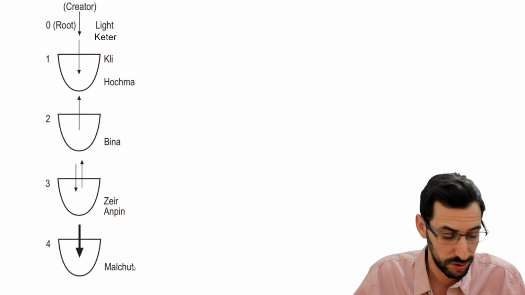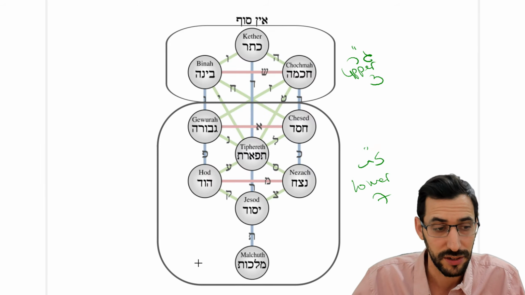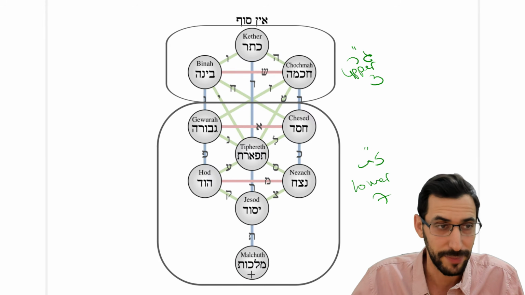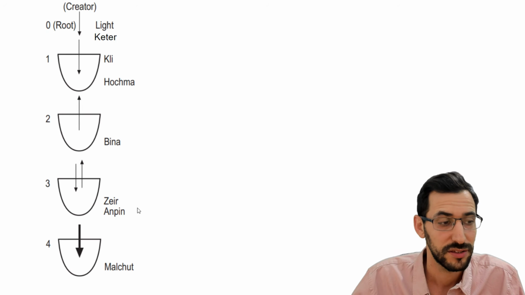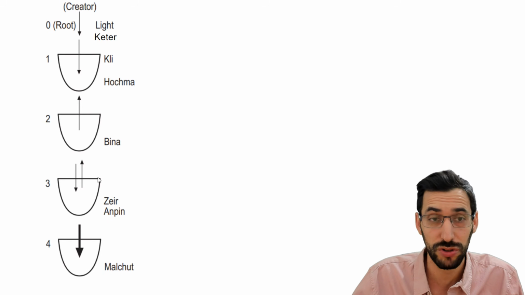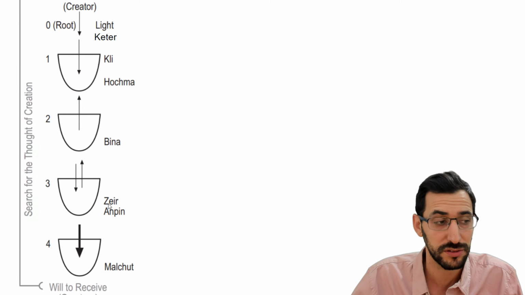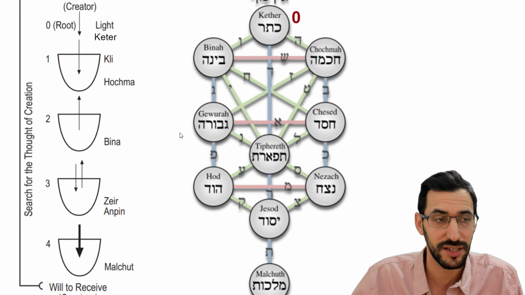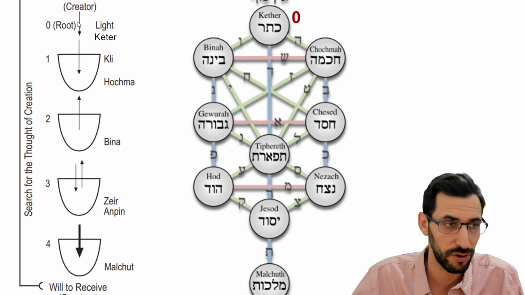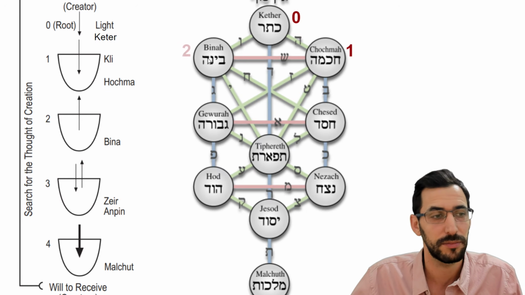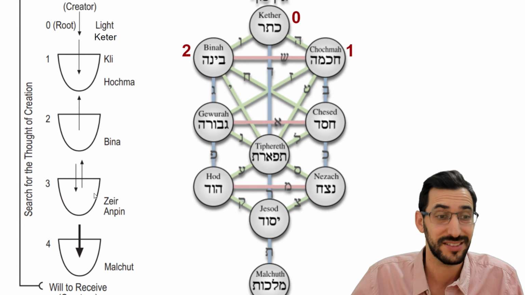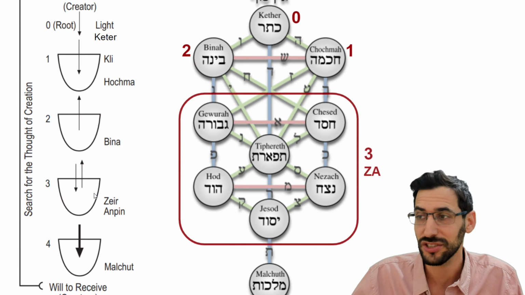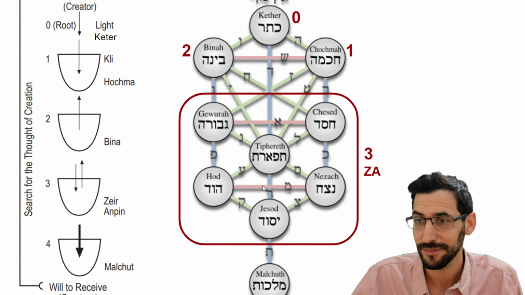So here, Malchut, this is clear. Again, Malchut is the last Sefira. It's the 10th Sefira, right? So that means that Zeir Anpin must include inside of it some more Sefirot. So that's exactly what it does. So again, Keter is 0, Hochma is phase 1, Bina is phase 2, and Zeir Anpin, which means, like I said, a small face, that is actually everything, right?